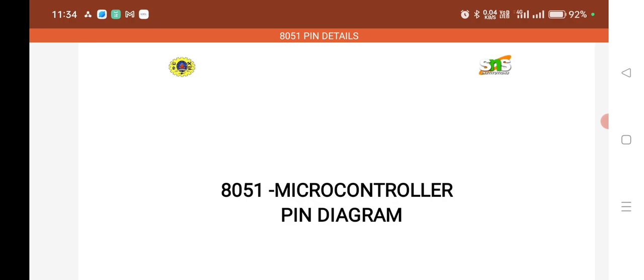Now, 8051 consists of a 40-pin DIP configuration. DIP means the IC consists of 40 pins, with 20 pins assigned on one side and 20 pins on the other side, which is called dual in package. Simply we can say it is a DIP.